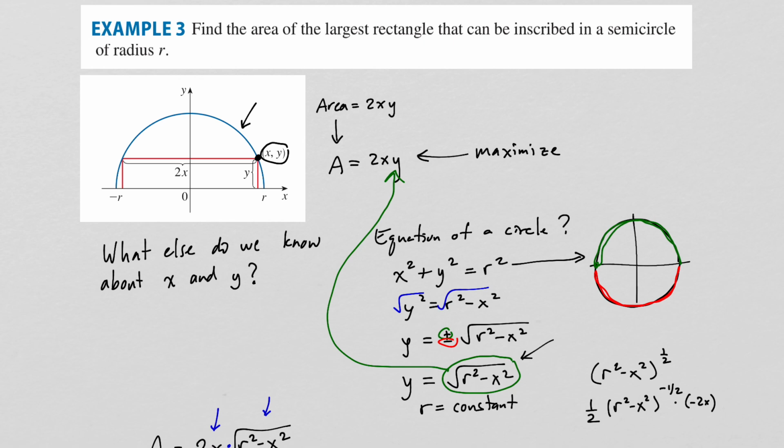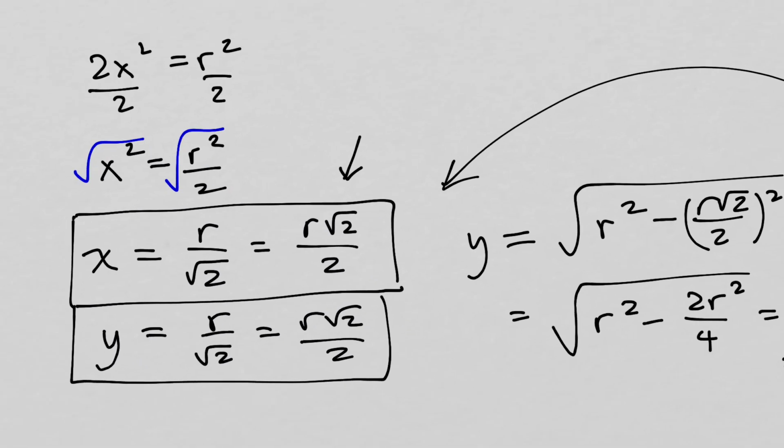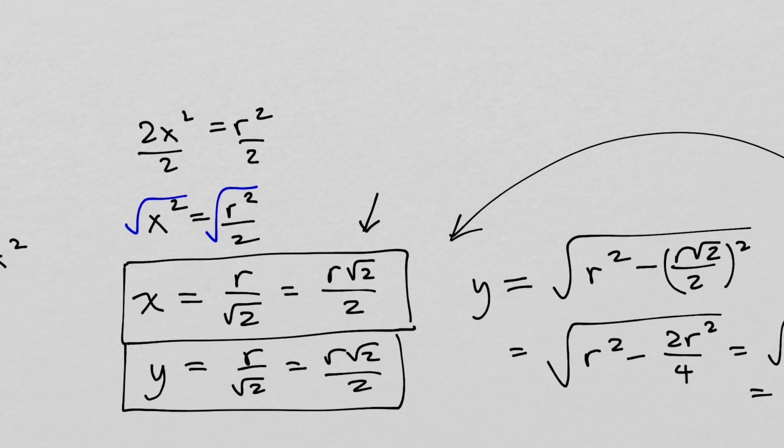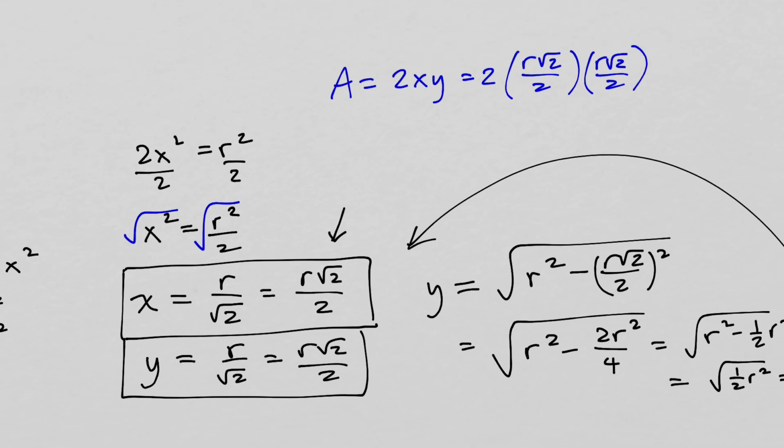Let's see. Find the area of the largest rectangle. So these are the dimensions. Now, what would that area be? Well, remember what we said area was at the beginning. I'll remind you here, area was equal to 2x times y. So in this case, that's going to be 2 times x, which is r radical 2 over 2, times y, which is also r radical 2 over 2.